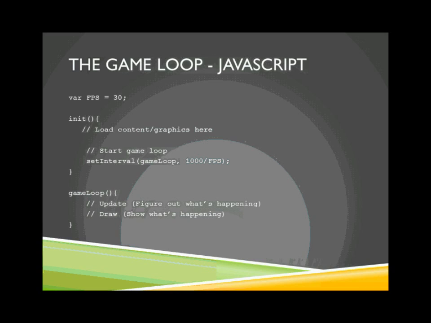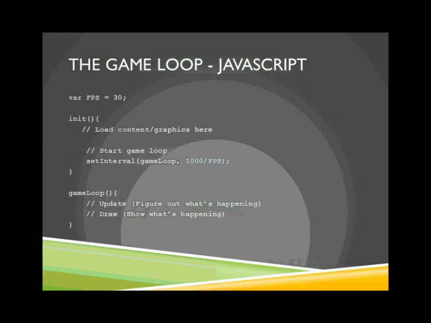So this is just a really short example of how you can create a game loop. First, we're defining the frames per second, in this case 30. In the init function, we're going to load our content and graphics, so load our audio files, get at our images, and then we're calling a function. Then we're going to start the game loop, and we're using the setInterval function to generate 30 frames per second. So we're going to call our game loop function as many times as setInterval gets called.